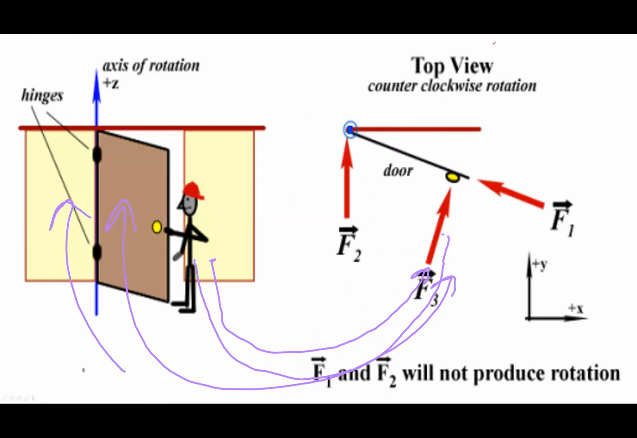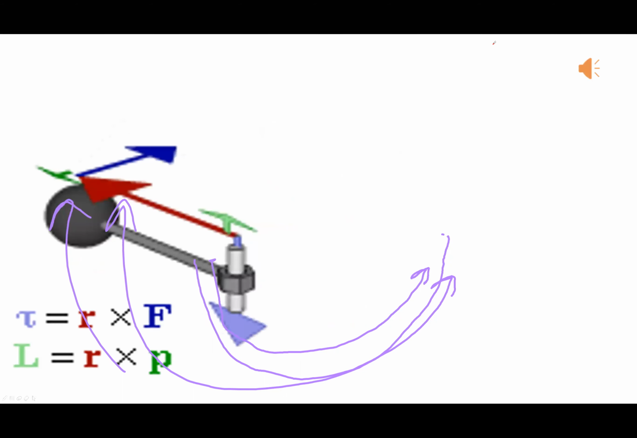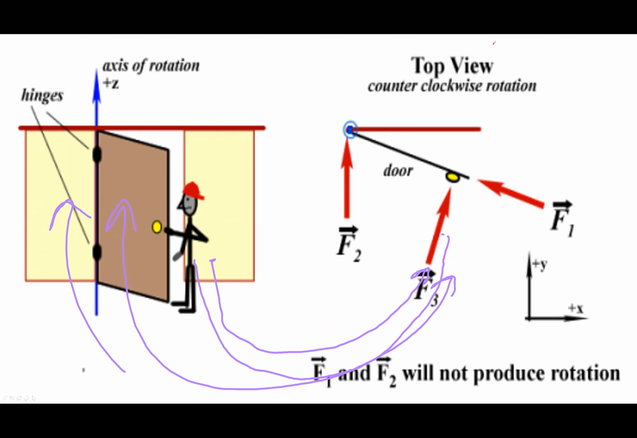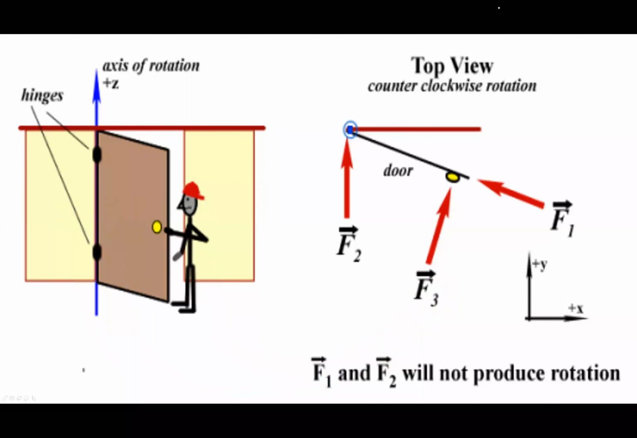Now, different bodies have been shown. If you want to open a door, you should exert force. This is the axis of rotation. This is the axis of rotation. This is the axis of rotation.